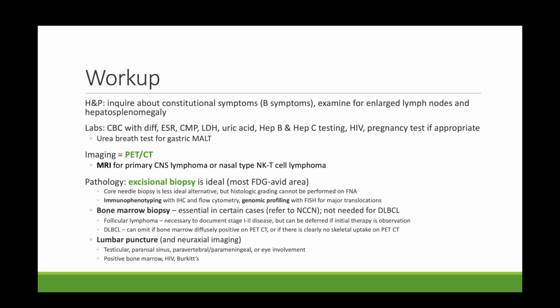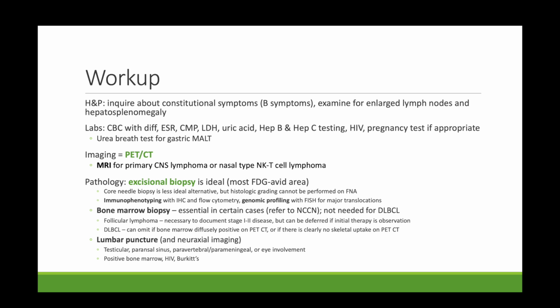In terms of imaging, PET-CT is probably the gold standard. An MRI can be considered for something like primary CNS lymphoma or nasal type NK/T cell lymphoma. In terms of pathology, ideally we would obtain an excisional biopsy of the most FDG-avid area. Keep in mind that for lymphomas, FNA is insufficient for histologic grading, so you cannot just obtain an FNA. If an excisional biopsy is not possible, then core needle biopsy is a less ideal alternative. So you can say excisional or a core needle biopsy, but FNA is not adequate.